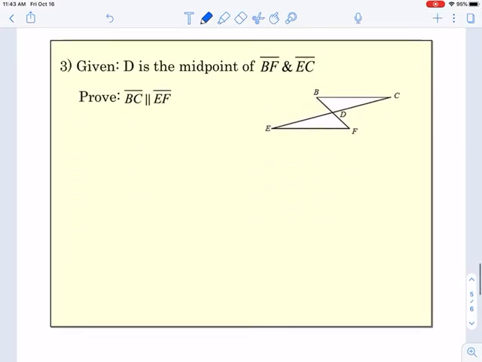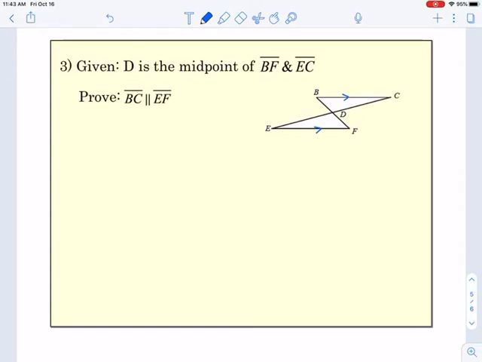Okay, so for 3, we're given that D is the midpoint of BF and of EC, and I want to prove that BC is parallel to EF. So I eventually want to prove that BC is parallel to EF.